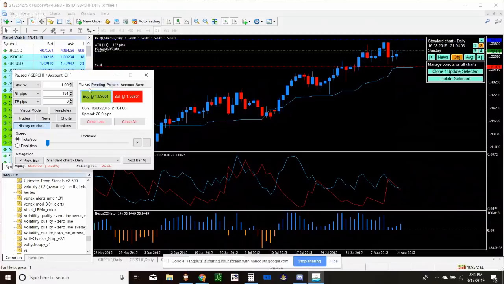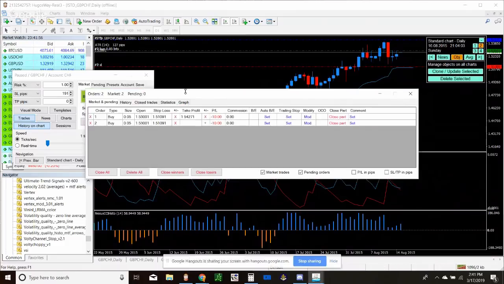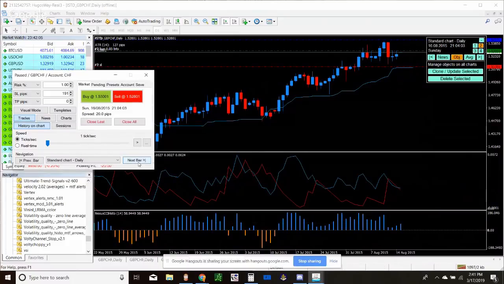So now we should have two positions open. So we've got two positions open here. We've got one with a take profit, one without a take profit. This is one thing that I like about Soft4FX over FX Blue is that you can open multiple trades at once. So, all right, let's see what happens here.